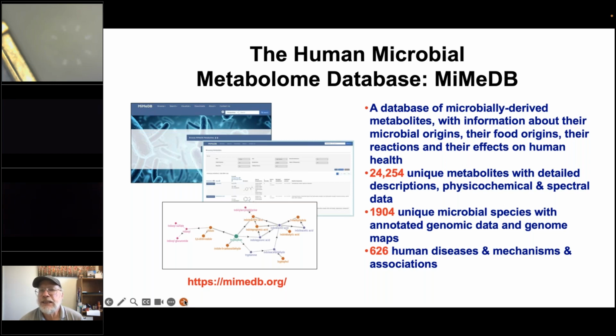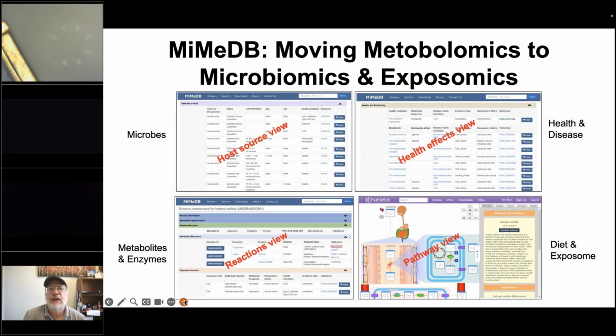And so intrinsically, this database was designed to be a multi-omic database. It wasn't designed to just be a metabolomic database. So it has thousands of unique metabolites and descriptions about microbial metabolites found in human. It also has a lot of genomic data, almost 2,000 different microbial species with their annotated genome. And then there's links to all kinds of human diseases and mechanisms and associations. So this database is somewhat more complex than something like the HMDB.